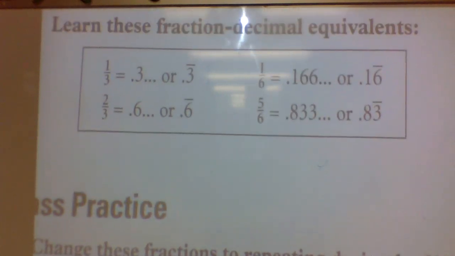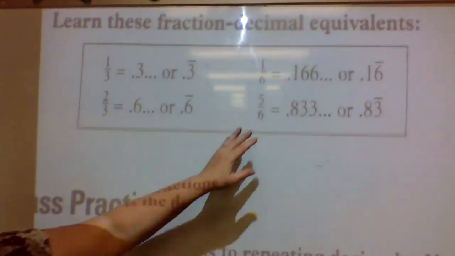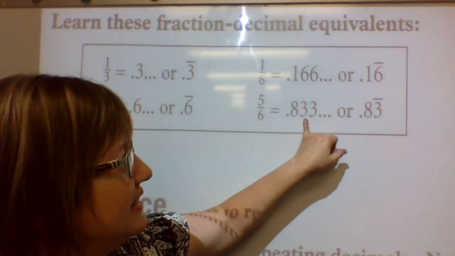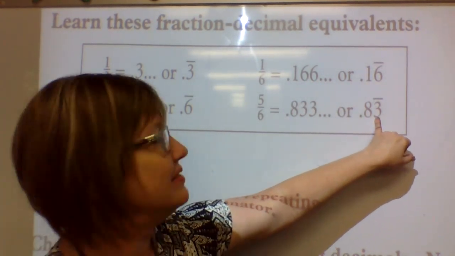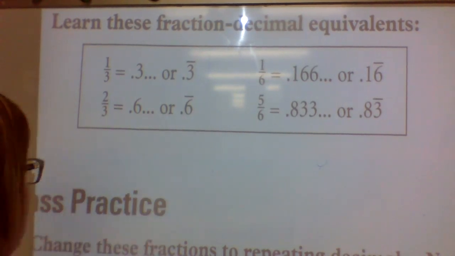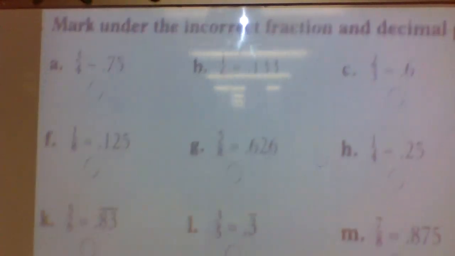Okay, and up here it says, learn these fraction decimal equivalents. 1/6 equals 0.16666 forever. 5/6 is 0.83333. The 3 repeats, and the 6 repeats over here. Okay, learn those, it says.